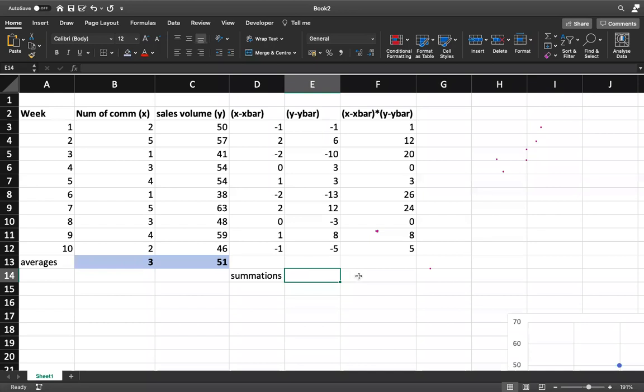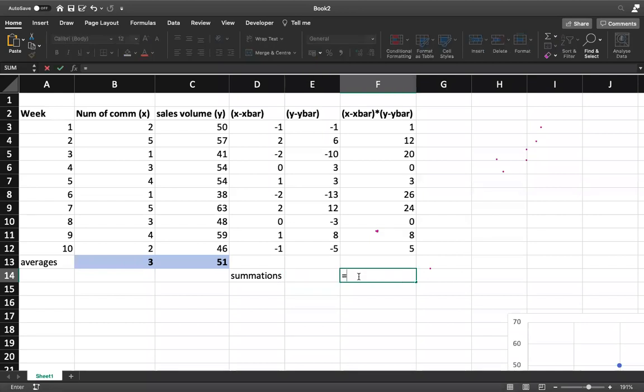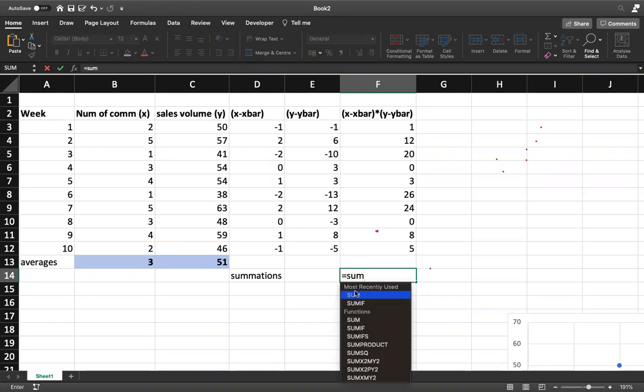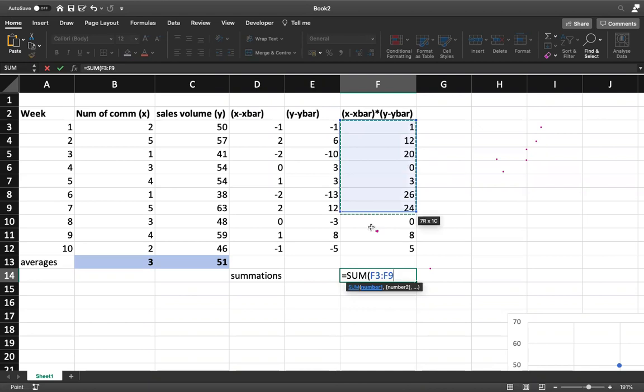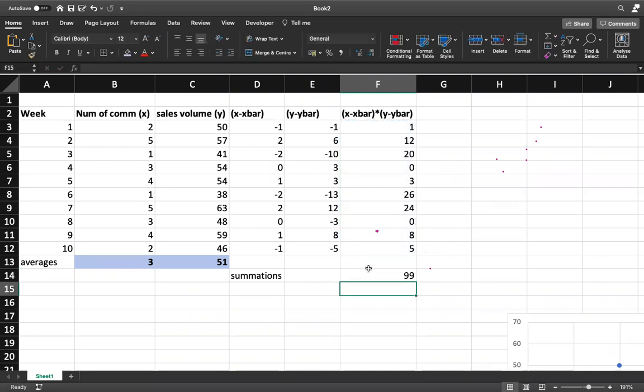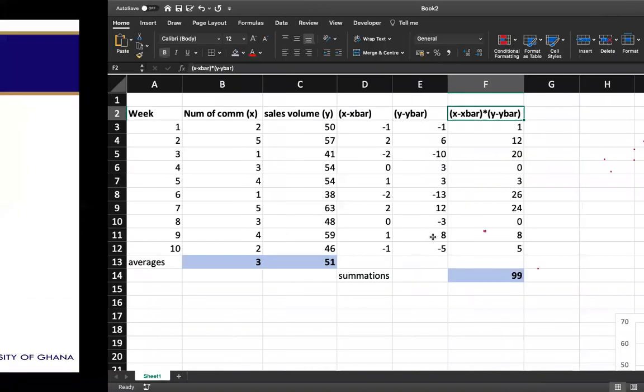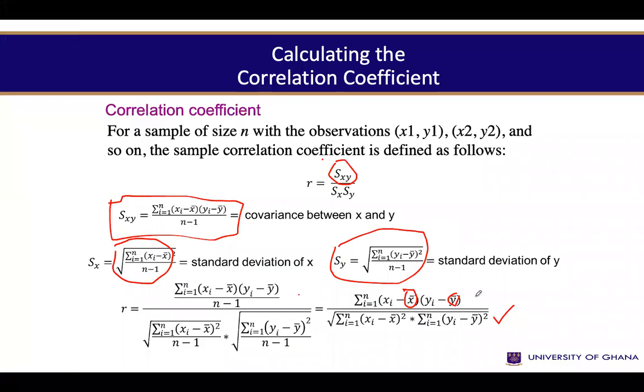So it is the summation of X minus X bar times Y minus Y bar. So you put them together, you sum, right? And then what do you get? You get 99. So X minus X bar into Y minus Y bar is 99. So I think we are done with the numerator, right? Let's come to the denominator.